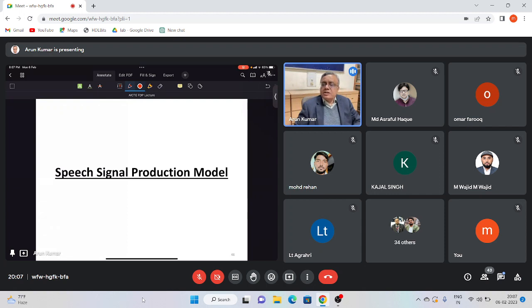For speaker recognition, basically one of the distinguishing characteristics is the nominal pitch frequency. So differences in pitch can be used as an aid to recognize speakers, apart from other features.